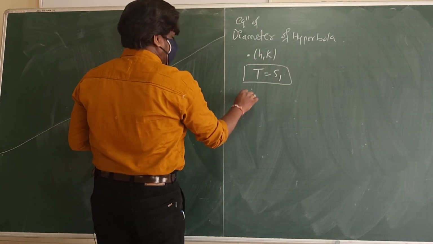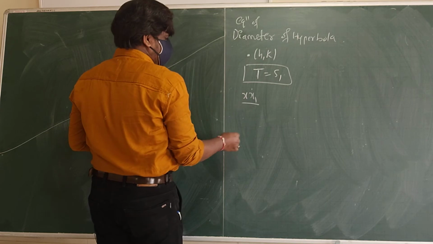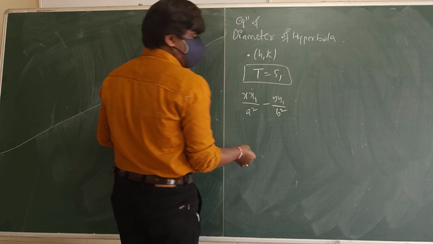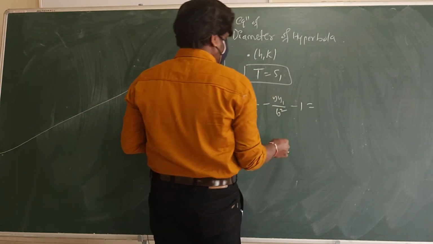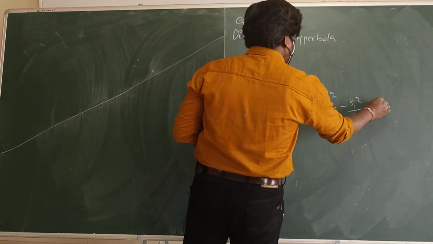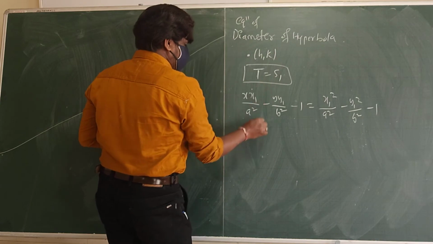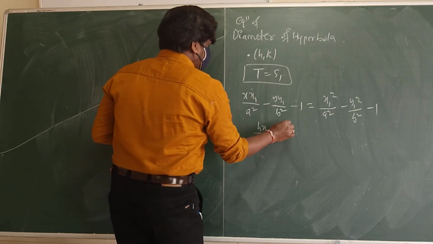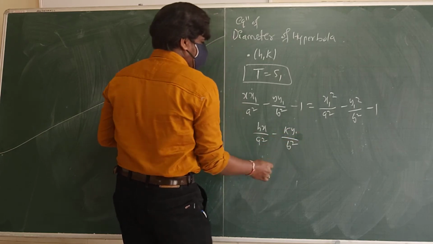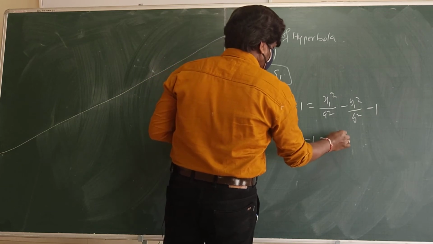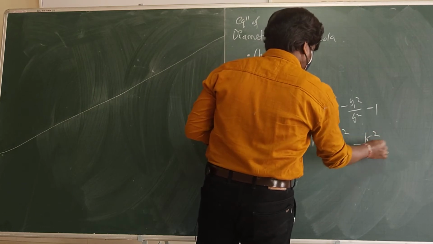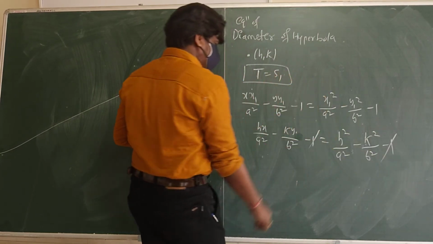T means what? x x1 by a square minus y y1 by b square minus 1 is equal to x1 square by a square minus y1 square by b square minus 1. If I substitute (h, k) here, h x by a square minus k y by b square minus 1 is equal to h square by a square minus k square by b square minus 1. So the minus 1 cancels.